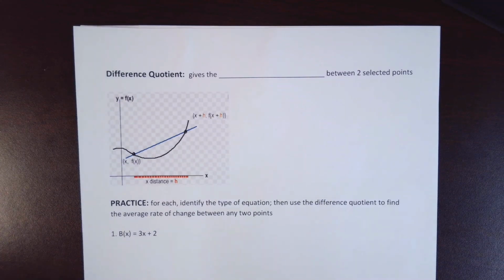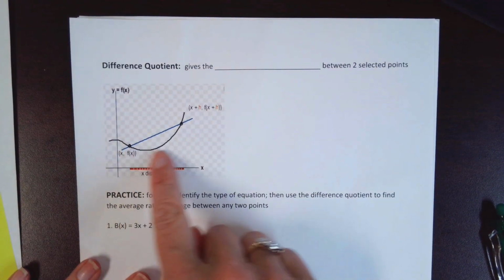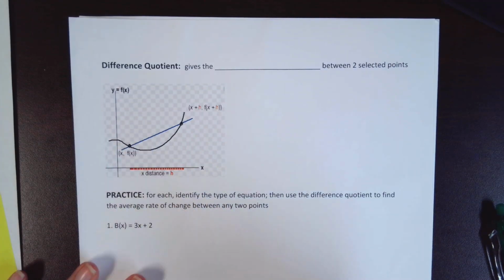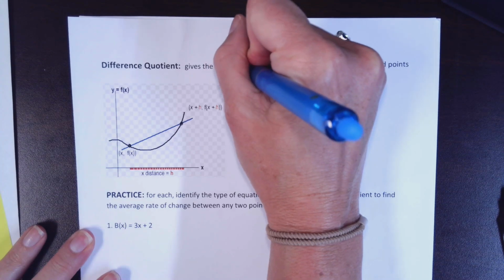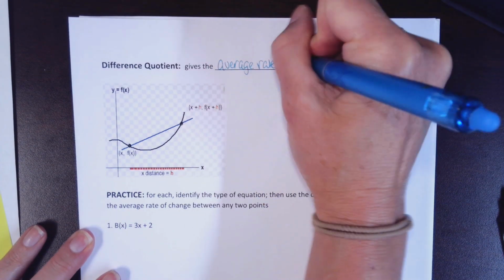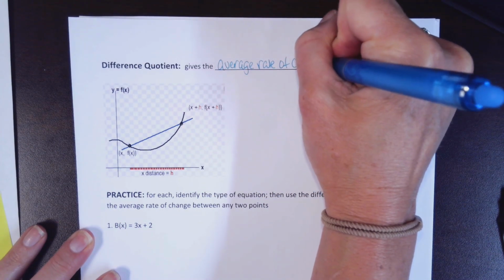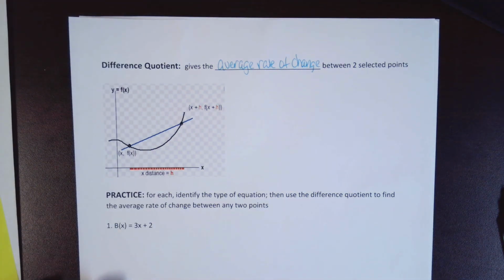Now, the difference quotient is kind of like the slope, except a slope is for a straight line. Difference quotient you can use for any kind of a curve. Like right here, we got this funky curve. The difference quotient gives us the average rate of change between two selected points. Now, you're not going to have to define this for me. You're not going to have to even memorize the formula for the difference quotient. You just have to know how to use it.